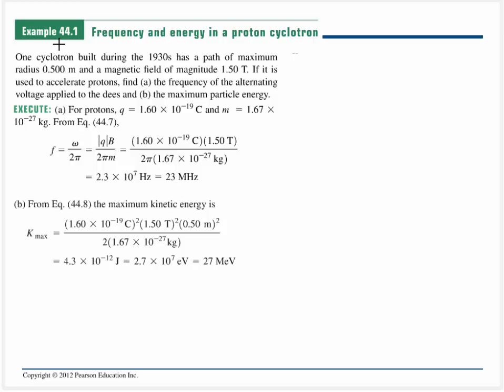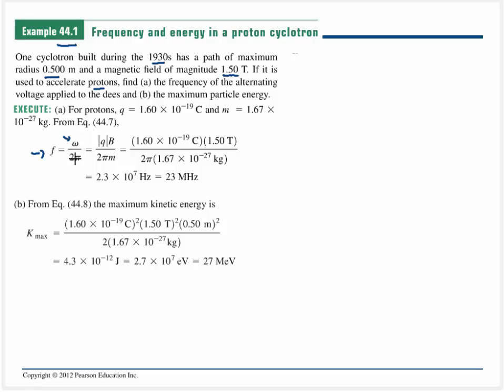So let's just take a quick look at example 44.1. They built a cyclotron in the 1930s. That was relatively small, but hey, it was the 1930s. What can you do? It had a radius of half of a meter, and it had a magnetic field of 1.5 Tesla. And if we used it to accelerate protons, what frequency do we need to apply to the D's for the alternating current? And pretty straightforward.